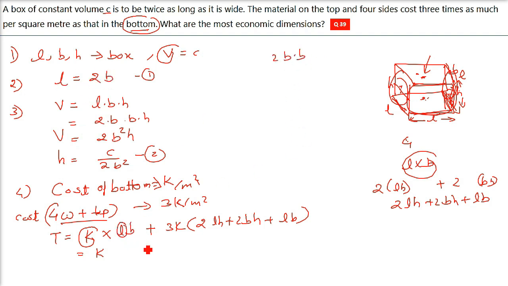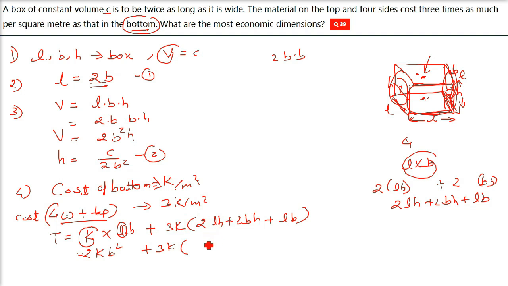Rather than L, length, breadth and height, which are all assumed things, we have replaced the length by 2B. So it will be 2B into K into B, so 2KB square. How about this one? 3K, inside this we have 2 into LH plus 2 into BH plus 2 into L into B.